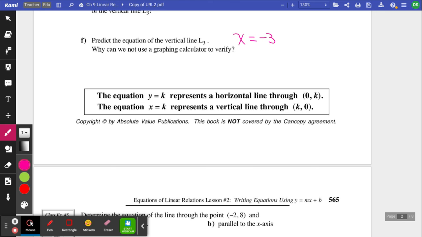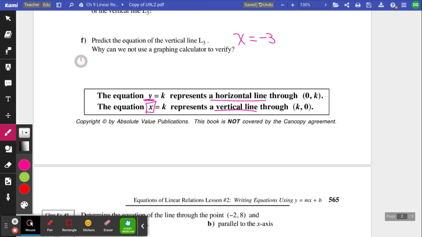There it is. Y equals is when you have a horizontal line, super important. X equals something is a vertical line. Okay? Yes? What if you have a vertical line right on the y? That's an x equals 0.